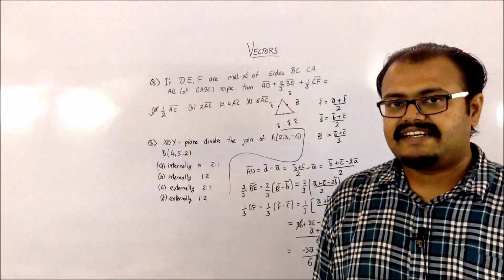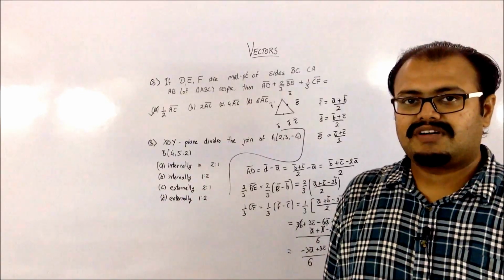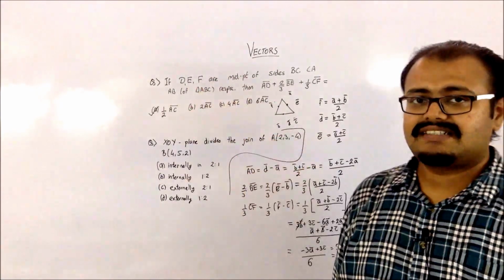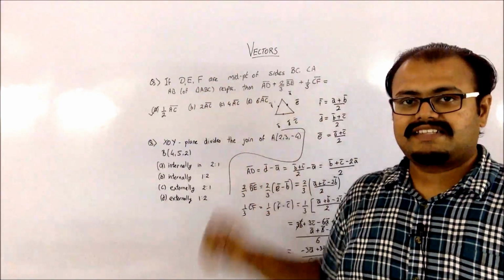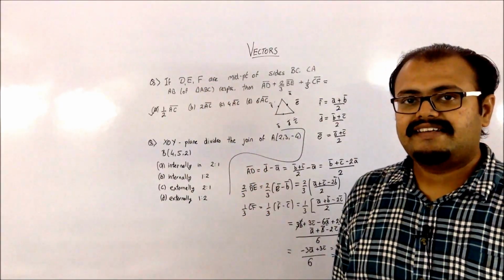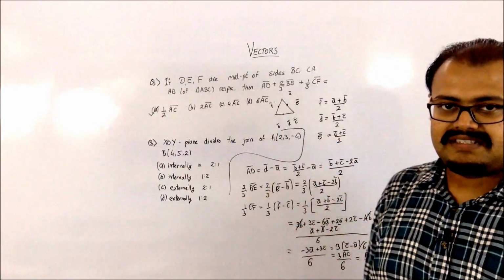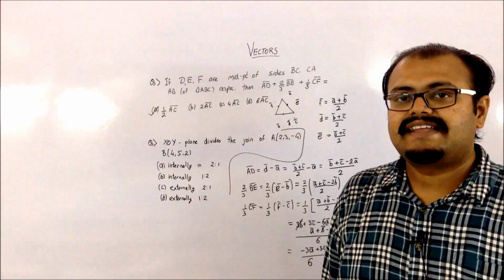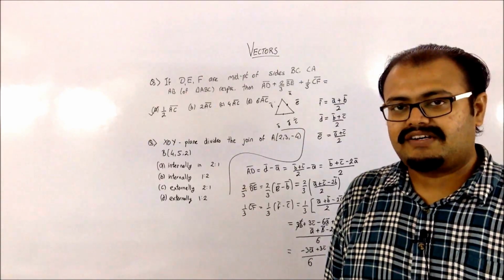So whenever you are getting such problems, you have to look out for what is given. Like in this case, it was given that these points are the midpoints of the sides. Then accordingly you were applying your midpoint formulas and then finding the required relationship. So they can be getting you a centroid of a triangle.